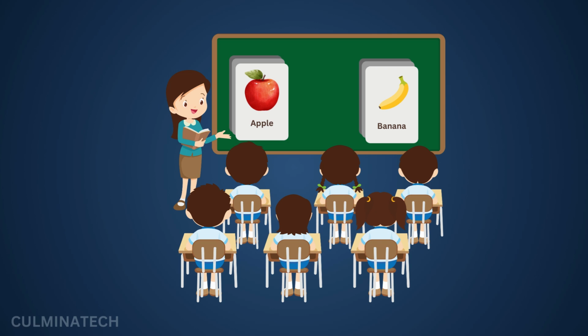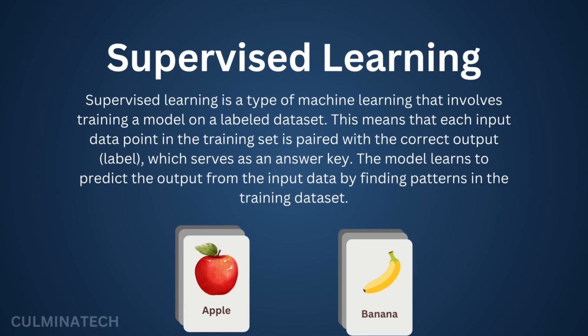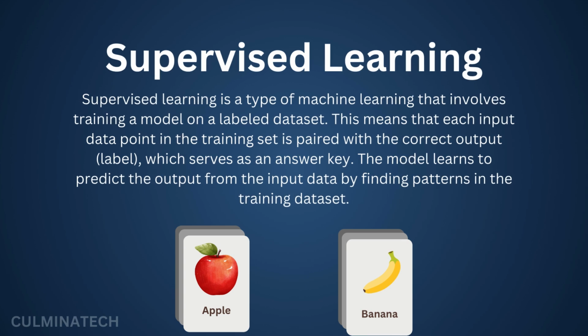You're given examples with their corresponding outputs, answers, and when it's tested on new data it has not seen before, it should be able to say the correct label for it. It's a type of machine learning that involves training a model with a labeled data set. Each input data point in the training set is paired with the correct output, also known as a label, and that serves as an answer key. It learns to predict the output from the input data by finding patterns in the training data set.